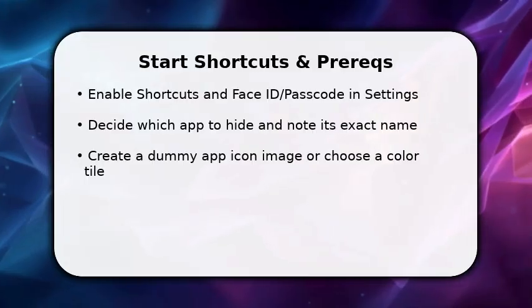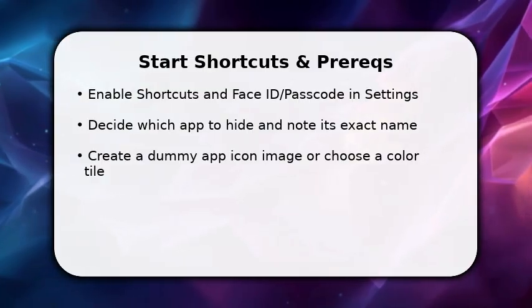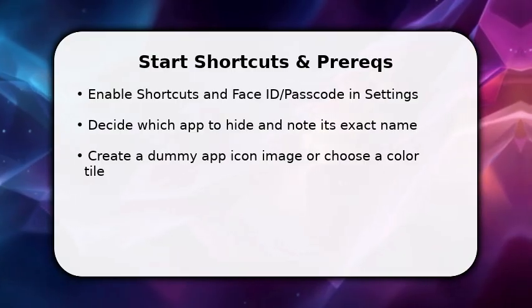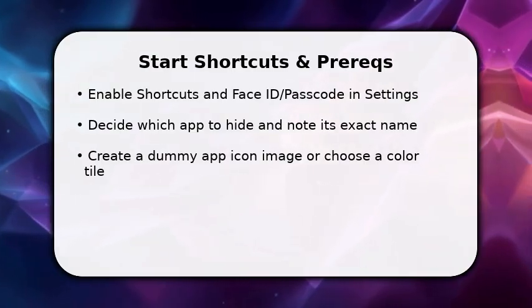You begin by opening Shortcuts and confirming Face ID or a passcode is active. This lets you gate access. Once done, pick the app name precisely because the shortcut will target it.